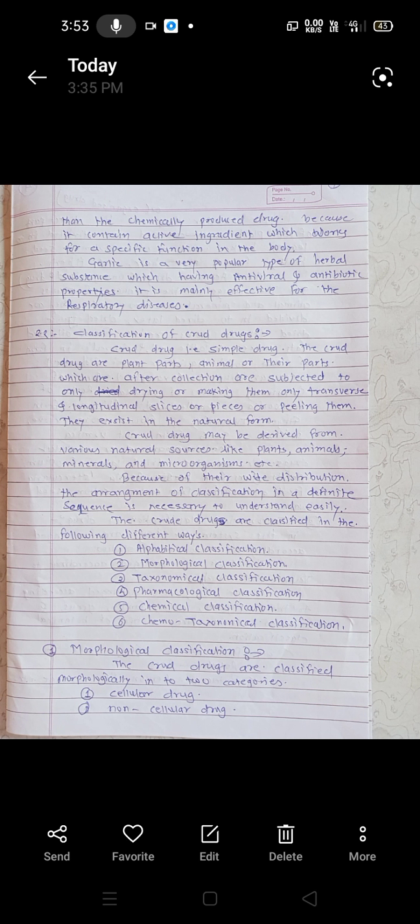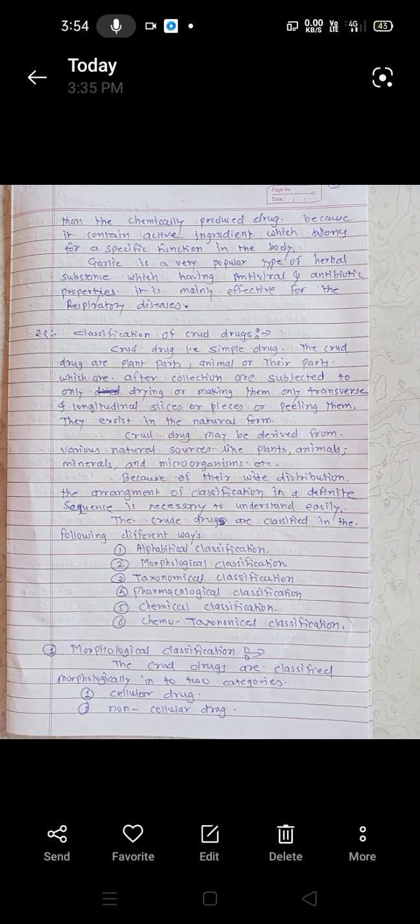Because of their wide distribution, and to arrange them in a definite sequence for easy understanding, crude drugs are classified in the following different ways. The first one is alphabetical classification. The second one is morphological classification. The third one is taxonomical classification.